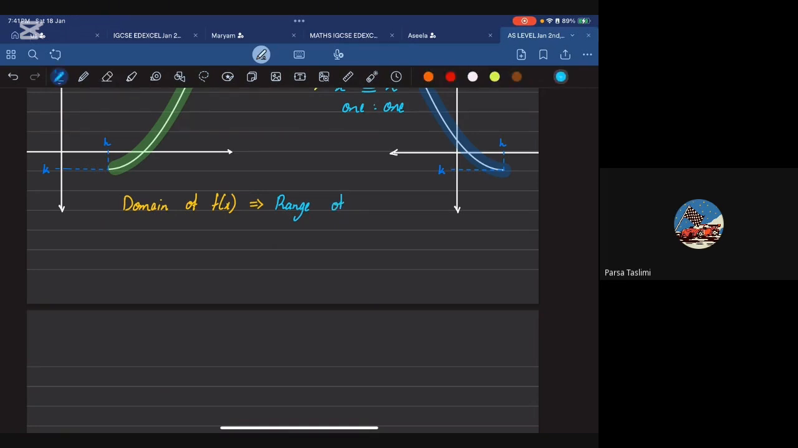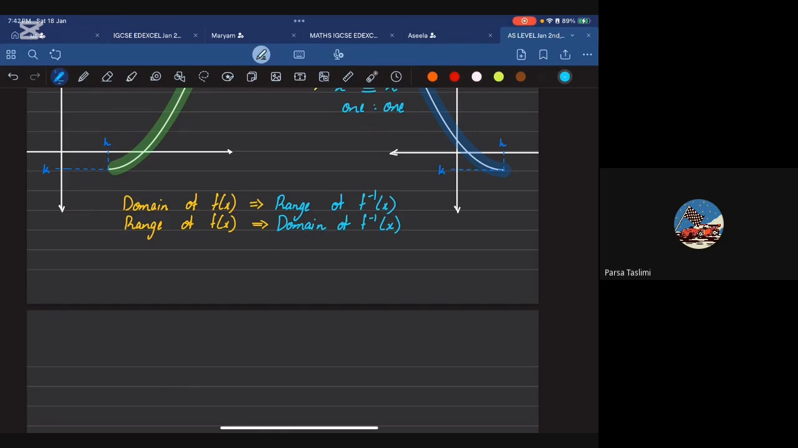Yes, for inverse functions, it's the opposite. The domain of the normal function becomes the range of the inverse, and the range of the normal function becomes the domain of the inverse. It's the opposite way around. You're absolutely right. The range of your original function is going to be the domain of your inverse, because it's in the name itself, inverse.